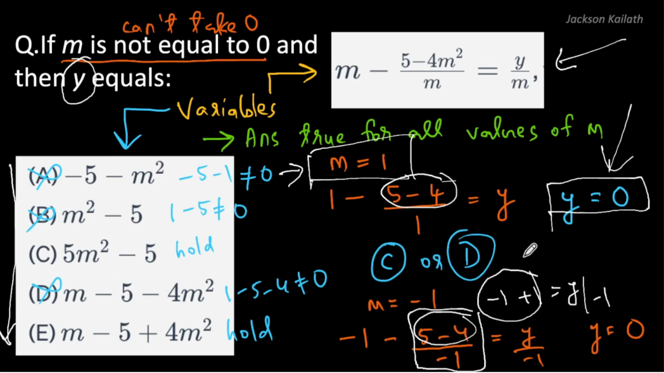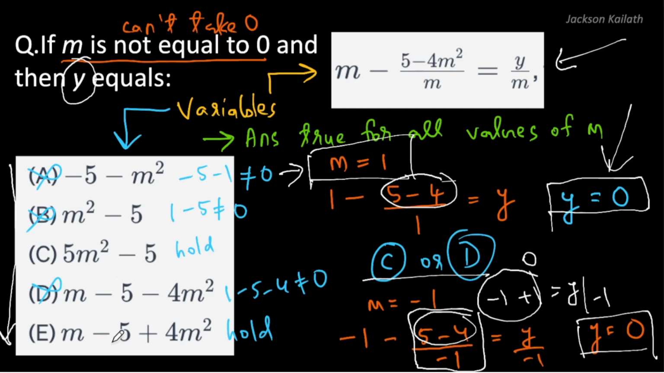So this over here is 0. So y by minus 1 is 0. That means y is equal to 0. So we have got that even when m is equal to minus 1, y has to simplify to 0. Now we only need to try options C and E. So let's try that. In option C, when you substitute minus 1, you get 5 into minus 1 square, which is 1 itself. So 5 minus 5, that's equal to 0. So yes, option C is working.